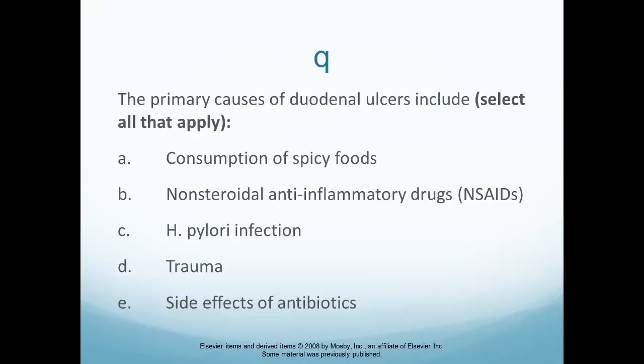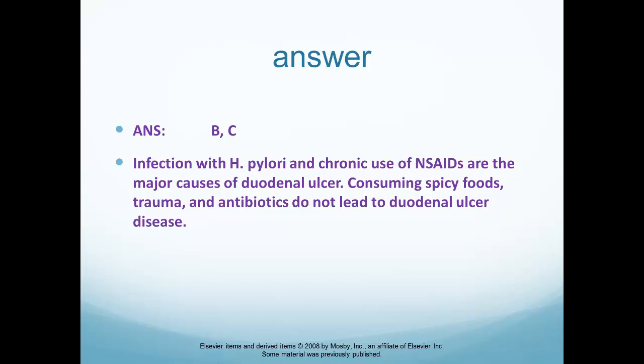A primary cause, or the primary causes of duodenal ulcers include, select all of them that apply. Answers are B and C. Infection with H. pylori and chronic use of nonsteroidal anti-inflammatories are the major causes of duodenal ulcers. The other answers do not commonly lead to duodenal ulcer disease.